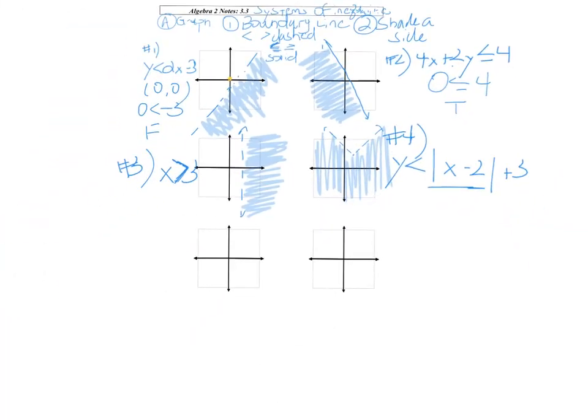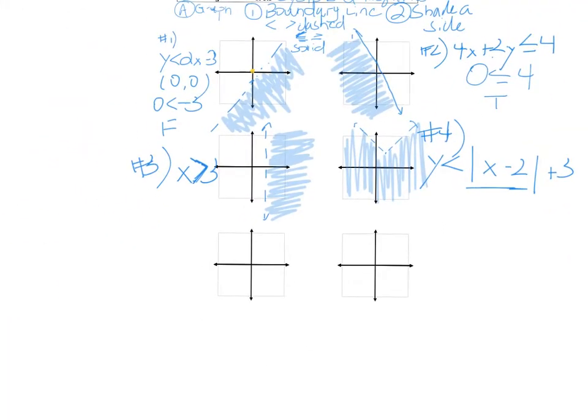All right, let's do one more. This one's a little tricky. Number 5. Negative y is greater than or equal to the absolute value of x plus 1. Sorry. It's bad. Negative y is greater than or equal to the absolute value of x plus 1. That's what that says.